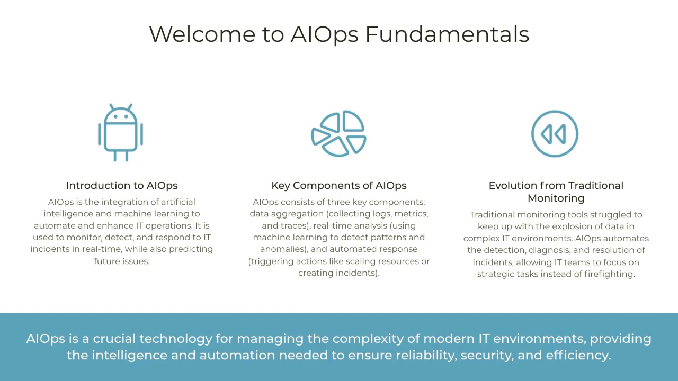Second one is real-time analysis. Once the data is collected, AIOps uses AI to analyze it in real time, detecting patterns and spotting anomalies that might indicate an issue. And third one is automated response. So after analyzing, AIOps can automatically take action.